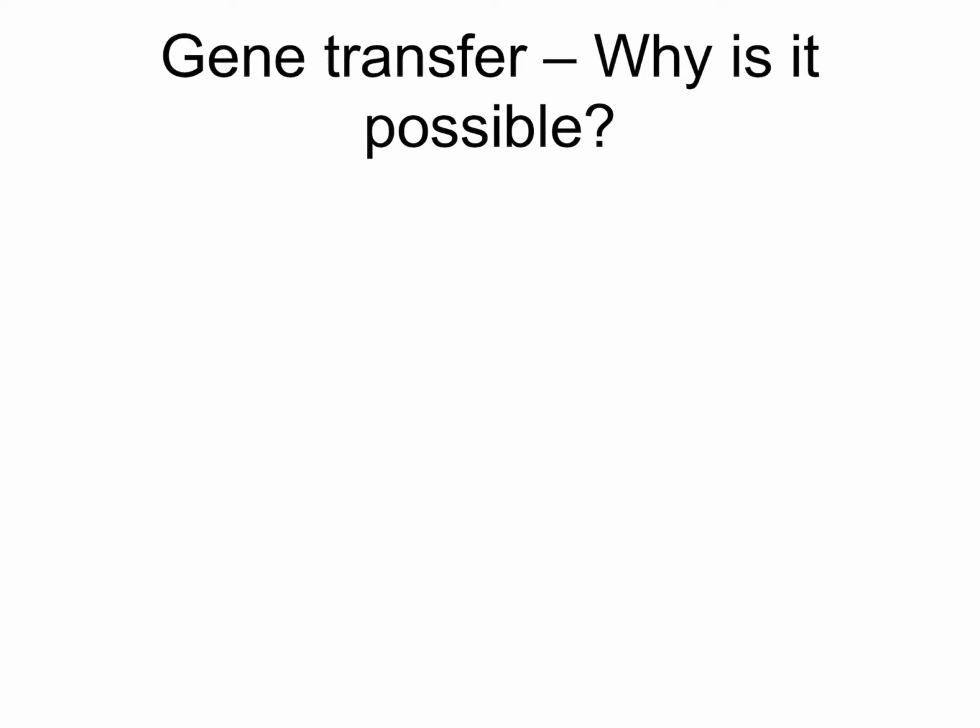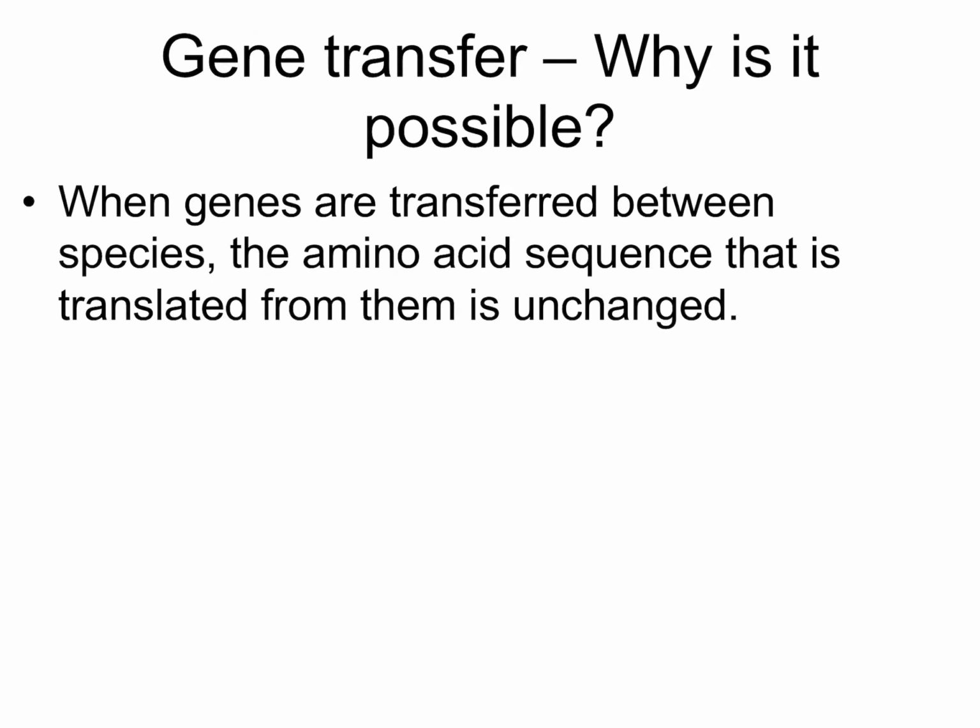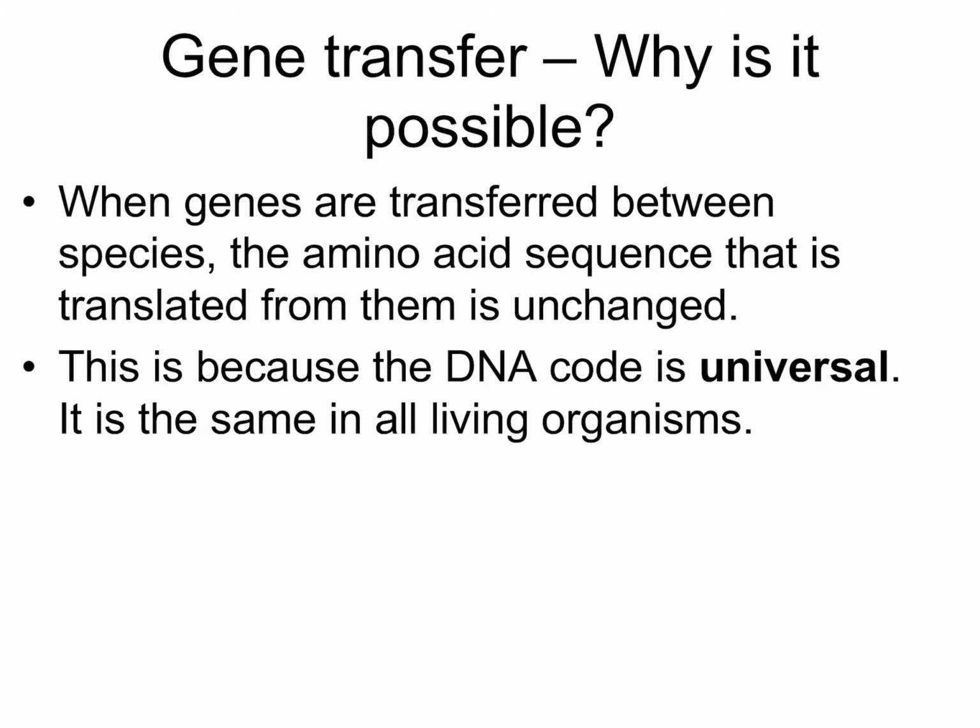So firstly, gene transfer, why is it possible? The universality of the genetic code is one of the pillars of biology. It says that actually the code is the same in all living organisms because we evolved from a common ancestor, that first ancestral cell. So this means if you transfer a gene from one species to another, the amino acid sequence that is translated will be the same whichever organism produces that particular protein. The way it's read is exactly the same in all organisms.